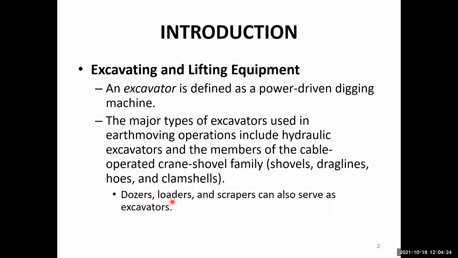Examples are dozers, loaders, and scrapers, which can also serve as excavators. Okay, although they have some other main functions as well. But sometimes the equipment may have multiple functions, that means the equipment may perform more than one function. For example, the dozer, whose main task is to track the machine and push or pull the material or other equipment, may also serve as an excavator as well. So this is a series of like 3 chapters which we will look at in this course, and in those chapters we will be looking at different types of materials and different types of equipment.